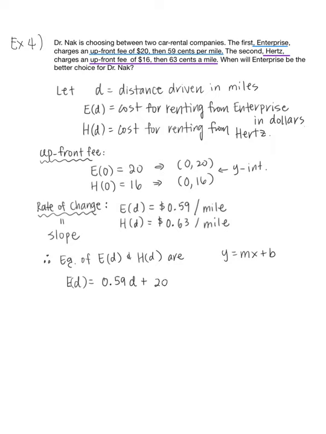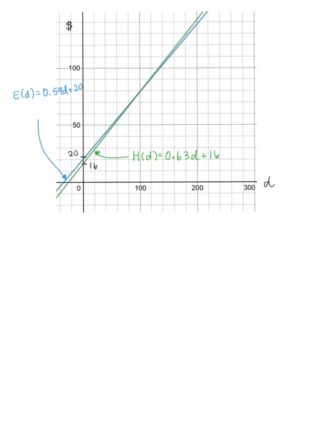All right, and we're going to do the same thing for H of D. Now, H of D, in terms of mx plus b, well, our x is now D. So here what we're going to get is 0.63D, and then plus the y-intercept, which is going to be 16. Great. So we've got the equations of two lines now. Now let's graph this out and see what's going on. All right, so here is the graph.